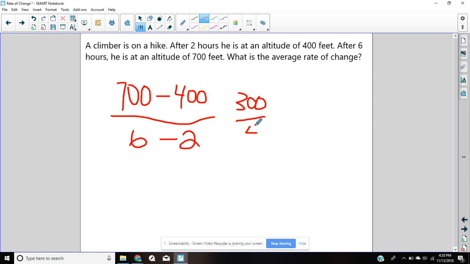So when I create this fraction, I can simplify it. So when I have my total rate of change, this is going to represent a 120 feet per hour rate of change. 120 feet over a course of 4 hours.